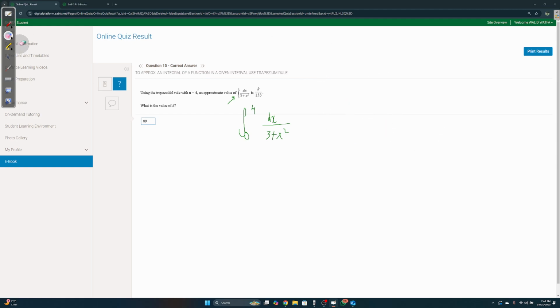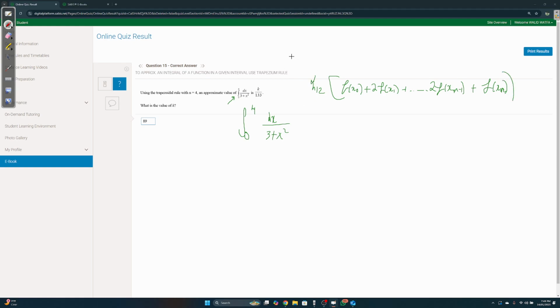What's our rule? Our rule for trapezoid is h over 2 times f of x0 plus 2 f of x1 and so on until you reach f of xn minus 1, the one before the last, which is also multiplied by 2, and then f of xn you don't multiply by anything. We're done.